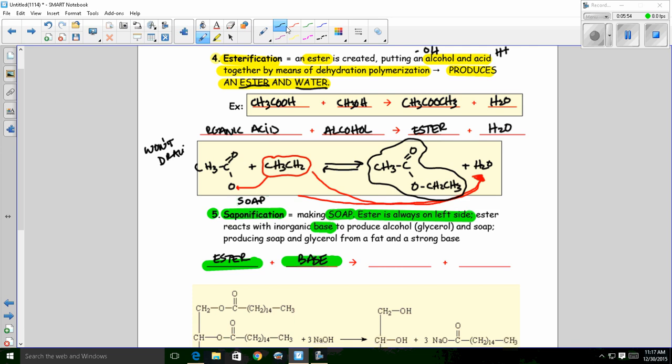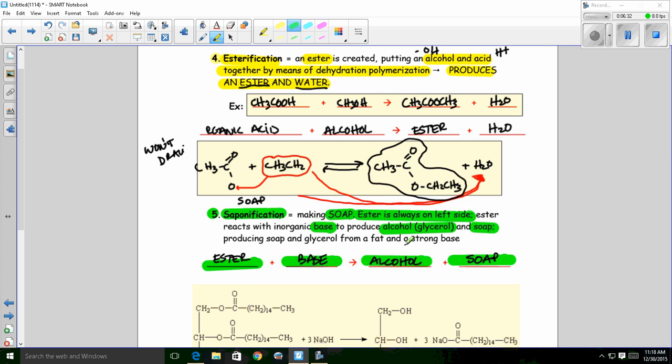And what's going to be produced is an alcohol. Glycerol is the alcohol that's typically produced. Right, so our alcohol is going to go here. And the final product is what we're really concerned with here: soap is going to be produced, which gives us saponification. So here's your soap, from a fat and from the strong base.